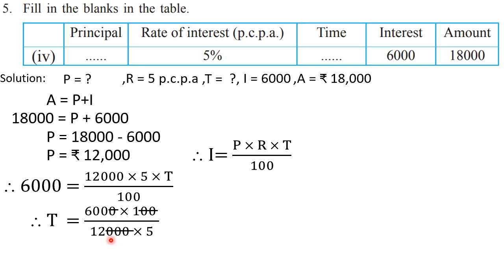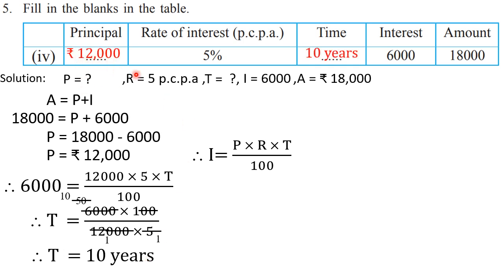Then what is next, students? Next, we can do in this way. See, 12 ones are 12 and 12 fifties are 600. Then 5 ones are 5, 5 tens are 50. So T is equal to 10 years. So therefore T is equal to 10 years. So now here principal is what? 12,000 rupees and time is 10 years.